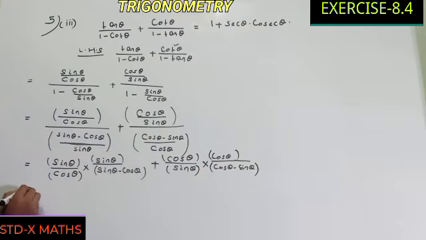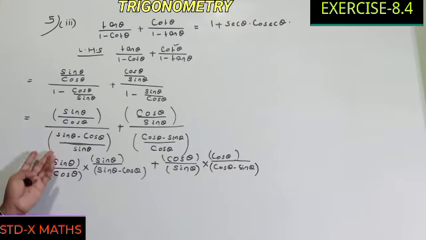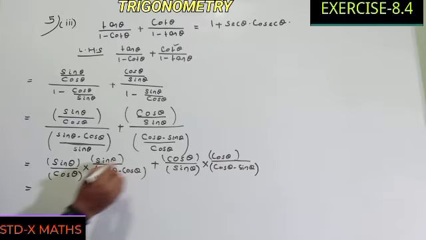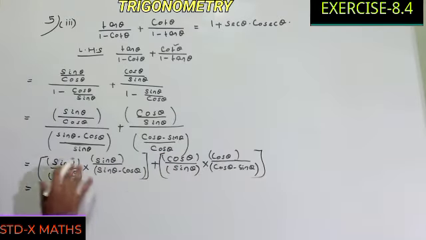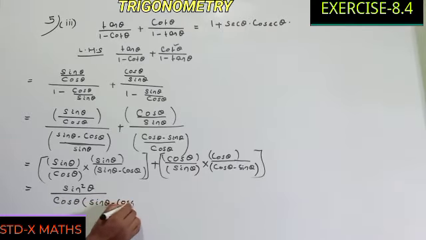See, whenever you are multiplying any rational number with another rational number, numerator is multiplied and denominator is multiplied. So sin theta into sin theta becomes sin square theta, and below it is cos theta into this much, it will be cos theta whole into sin theta minus cos theta.